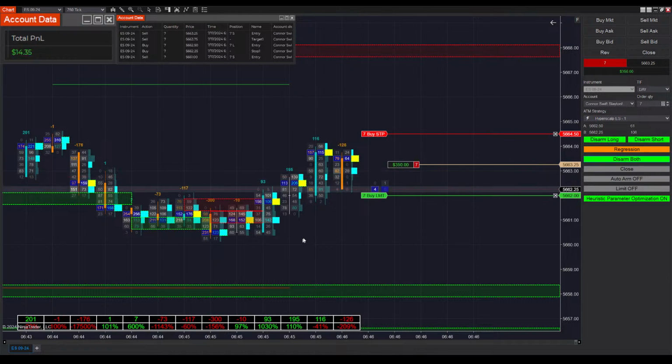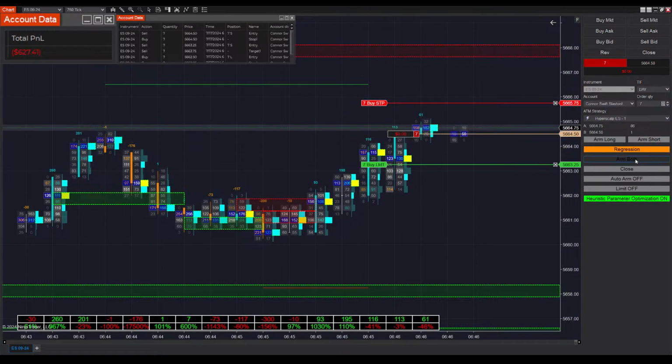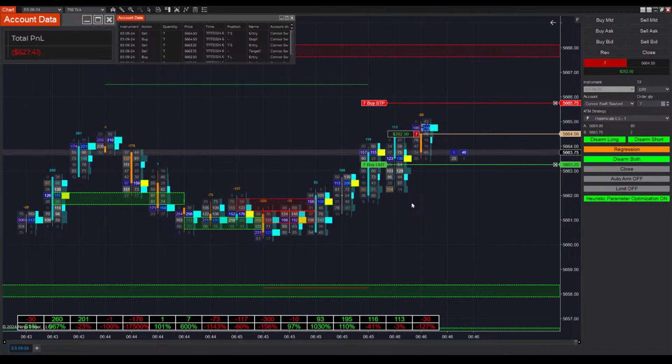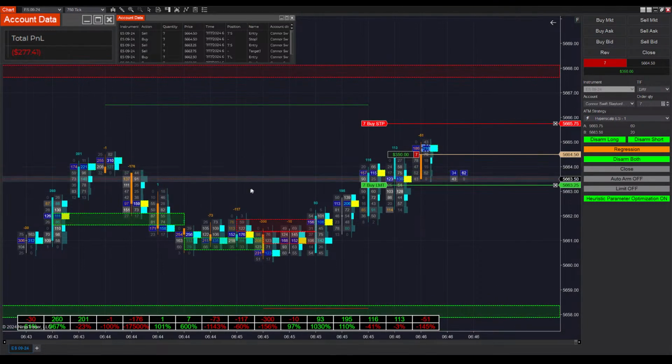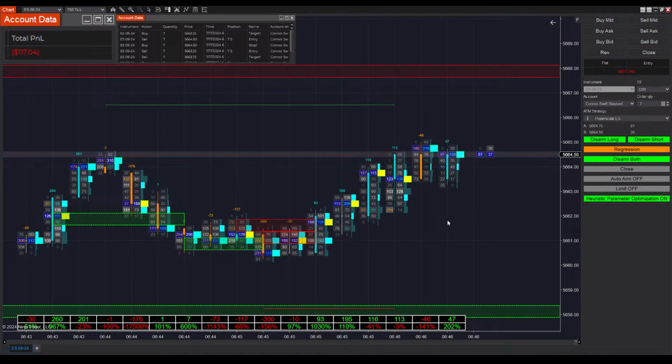Just got into a short position now. Almost got filled there. You can see that one tick away and we end up losing that one. So now we're in a short position. You can see we're right at our take profit. We end up winning that one.